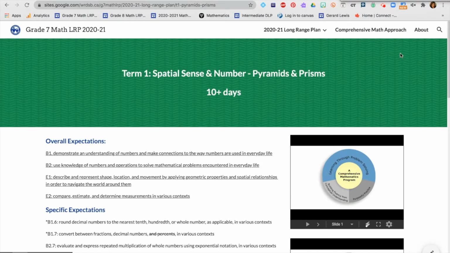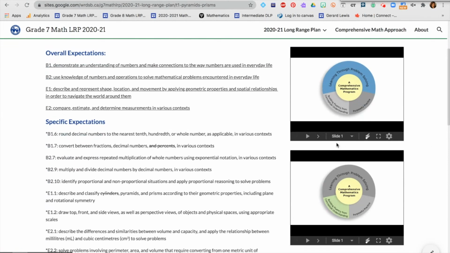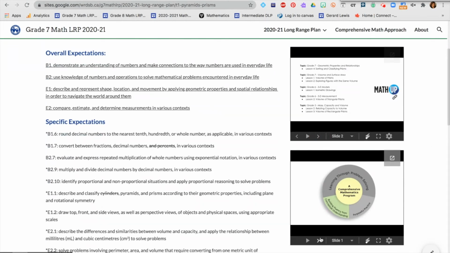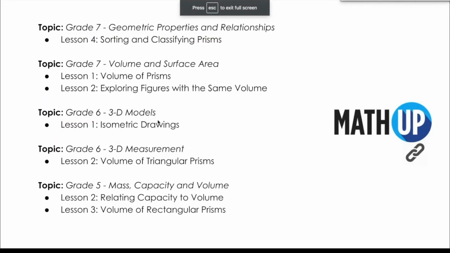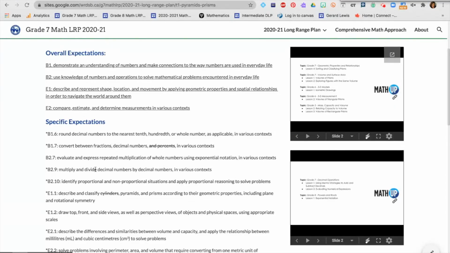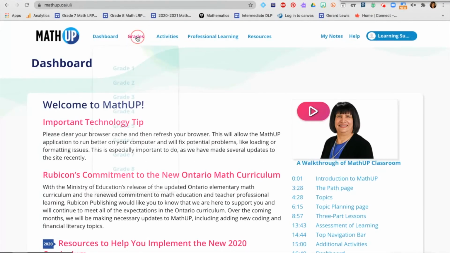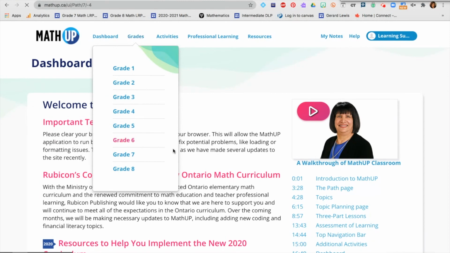There are MathUP correlation slides provided for you in both the Learning Through Problem Solving and Building Fluency Through Conceptual Understanding slide decks. You will notice that, yes, MathUP is all over the place. It involves different grades due to the new curriculum reorganization. Choose Path A in each of these grades to gain access to the lessons listed on the slides.